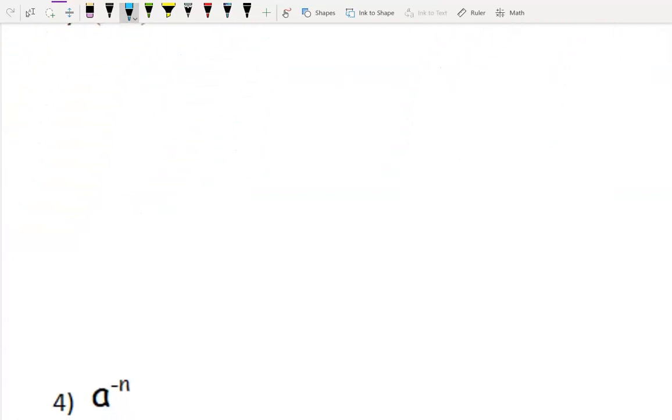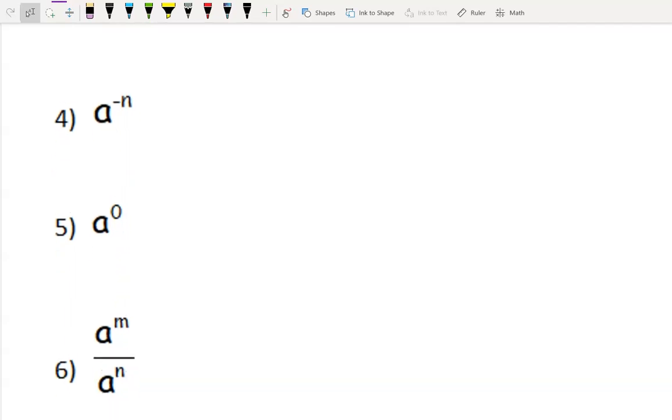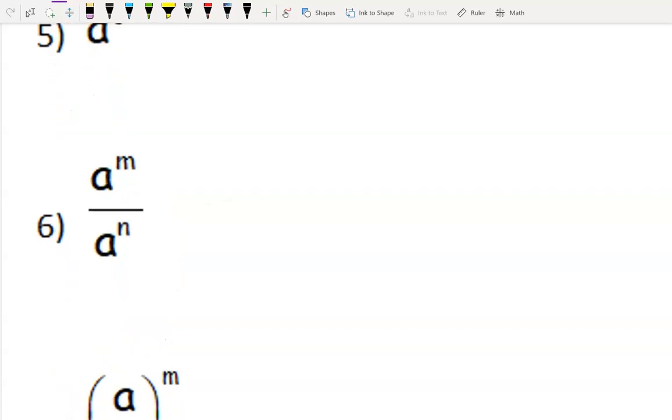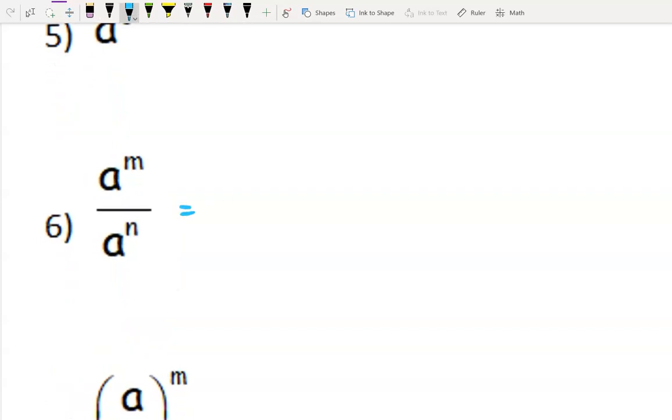Okay. Next one. Well, this one's different. This one you may not recognize. And it comes directly from this rule down here. So let's do that one first. What's our rule when you're dividing exponents with the same base? You're going to subtract the exponents.